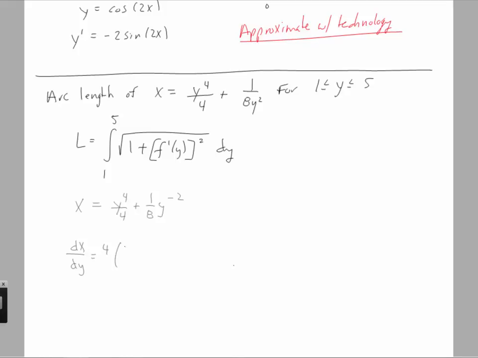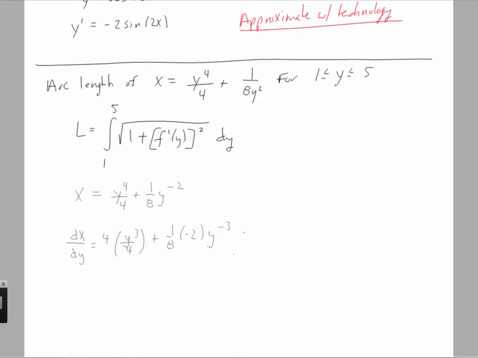I bring the 4 down, decrease the exponent by 1. Okay, same thing over here. I'd bring the negative 2 down, decrease the exponent by 1, and this is my derivative. But I want to simplify this quite a bit. So I'd have dx dy equals, the 4's cancel, y cubed.